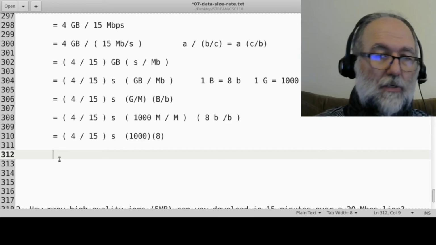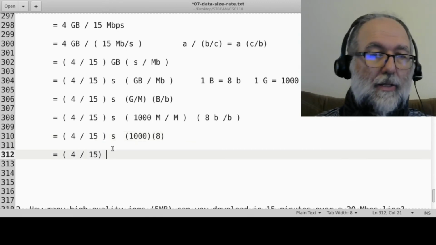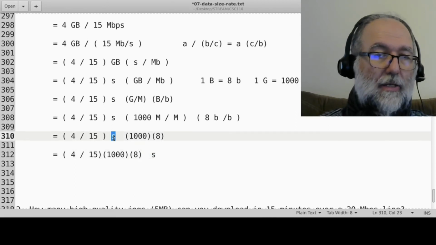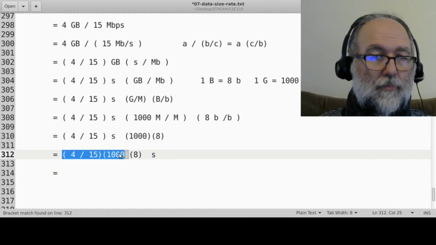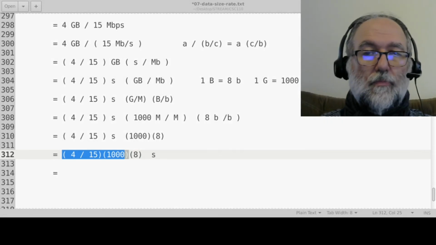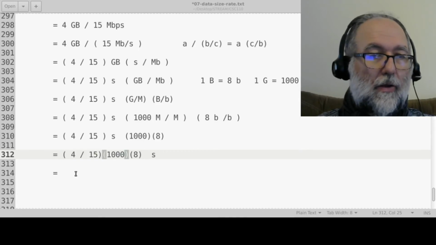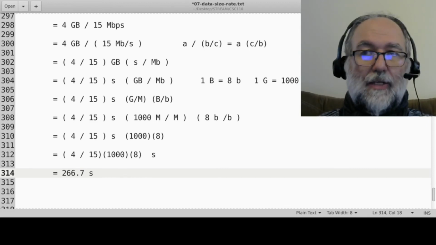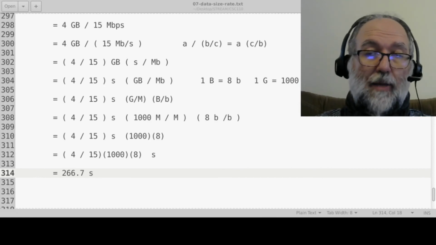Okay. And now what I can do is let me just collect all the numbers together. So I've just got this multiplied by this, like that. Okay. And then seconds at the end. All right. And what's this going to equal? Well, let me do that on my calculator. There it is. And too many digits, so I'll just round it off to that. There it is in seconds. Okay. So how long would it take to download a 4 gigabyte movie over a 50 megabit per second line?